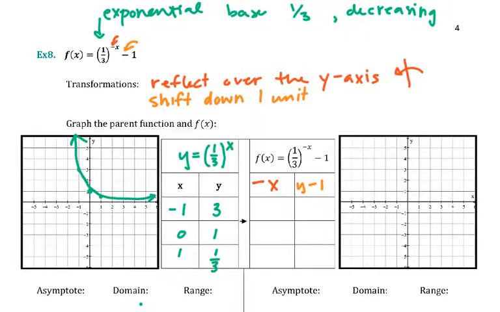-1 times -1 is 1, 0 times -1 is still 0, and 1 times -1 is -1. 3 take away 1 is 2, 1 take away 1 is 0, and 1/3 take away 1 is -2/3. So graphing my transformed function over 1 up 2, 0, 0 at the origin, and -1 down 2/3. We have a graph that looks roughly like this.